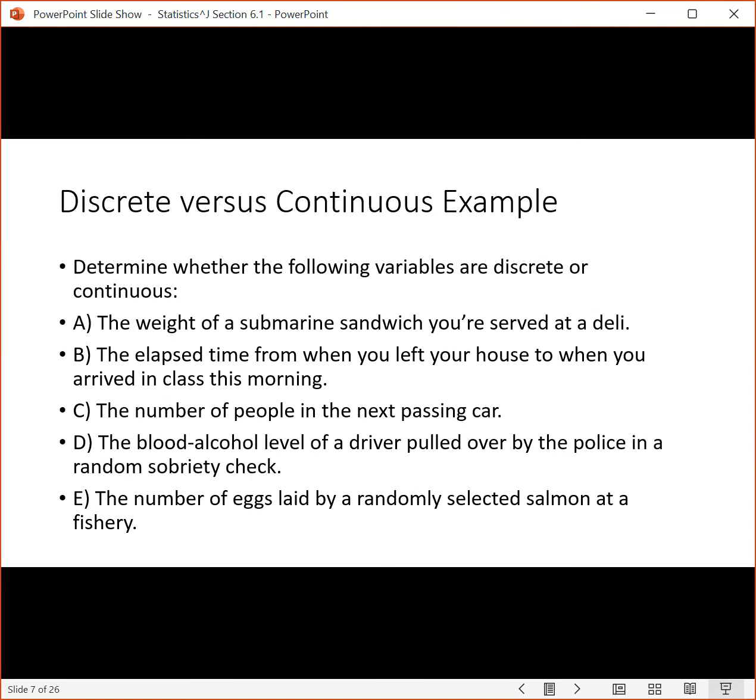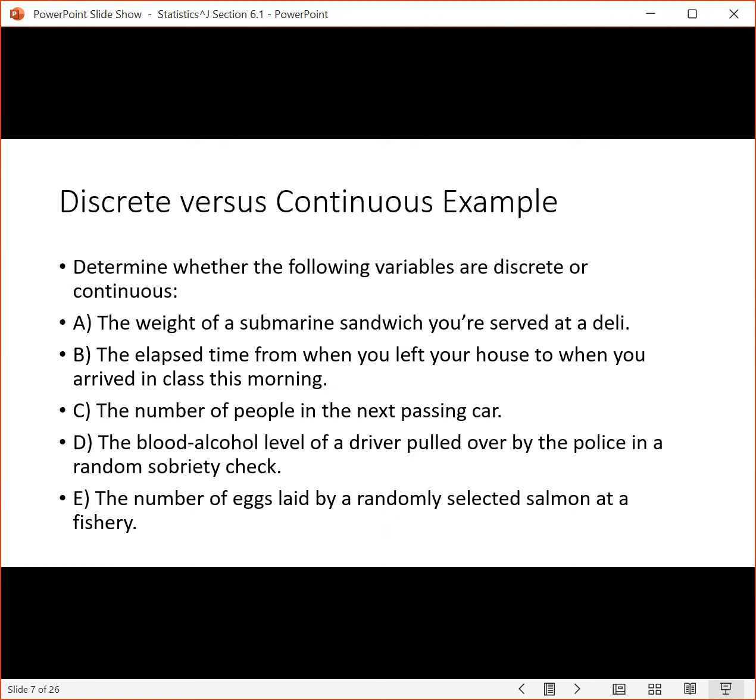Okay, so let's look at some examples just to make sure that we understand the differences. The weight of a submarine sandwich you're served at a deli, would that be a continuous or a discrete variable? The elapsed time from when you left your house to when you arrived to class in the morning, the number of people in the next passing car, the blood alcohol level of a driver, and then the number of eggs. Again, what you want to think about is, do you use decimals, or is it countable? Those are really the two things that focus your attention on which one is which.